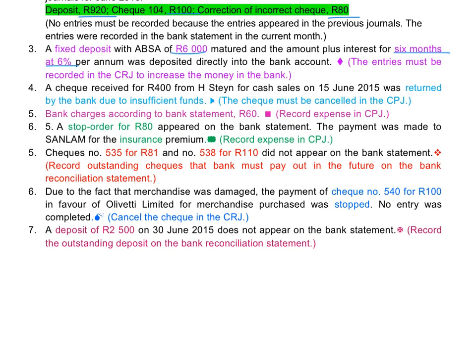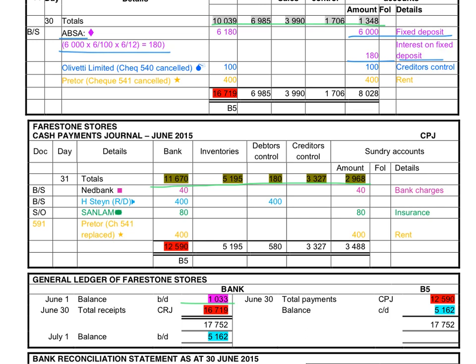A check received for 400 from H. Stein for cash sales on the 15th of June was returned by the bank due to insufficient funds. So although it was cash sales, we can't cancel the sales because we sold the goods. We have to cancel the check and show that H. Stein owes us money, so we will create a debtor. When we received the money from Stein, we debited our bank account and recorded it in the cash receipts journal. Now we have to cancel this check in the cash payments journal and show that the debtor owes us 400 Rand.